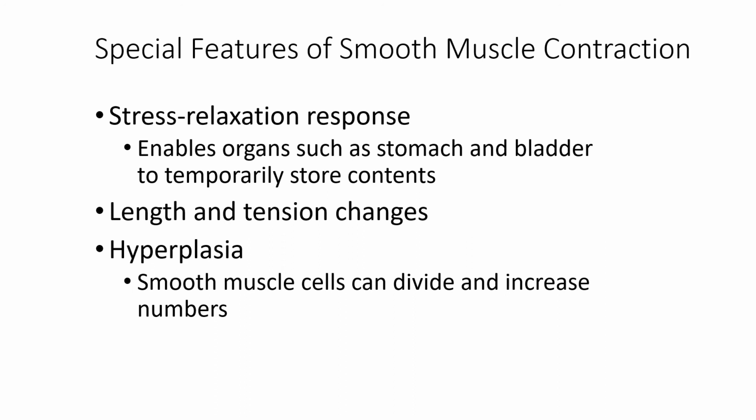It also has length and tension changes, so these muscles can contract when between half its length and twice its resting length. So not as finicky as skeletal muscle. They can also undergo hyperplasia, in that smooth muscle cells can divide and increase in numbers. For example, estrogen has a significant effect on the uterus at puberty and during pregnancy.